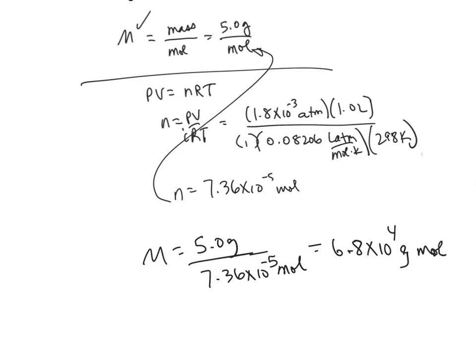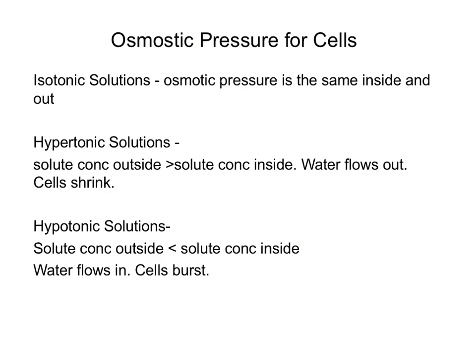Now, do you think that is a reasonable number for molar mass for hemoglobin? The answer is yes. Those molecules are absolutely enormous, and it's reasonable to have 10 to the 4th grams in 1 mole. All right, that's an example there.